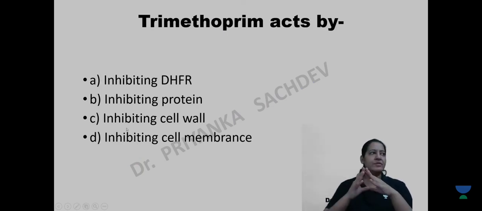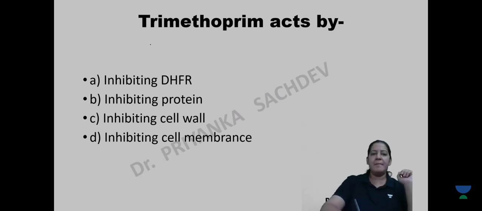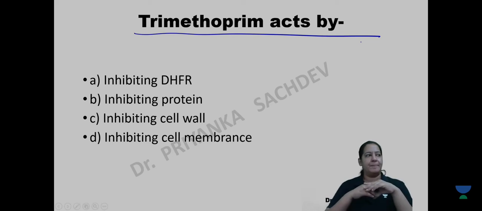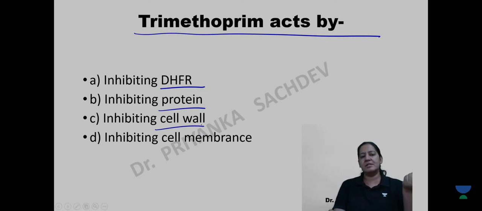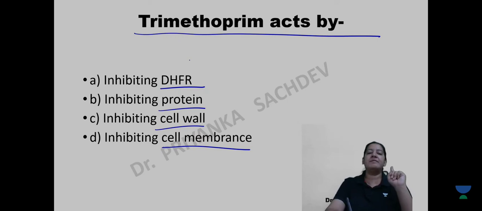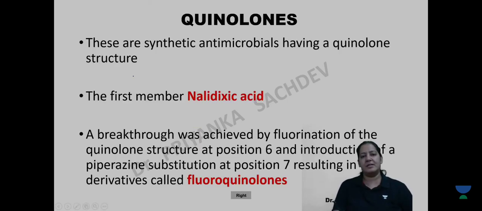Right? Can you people tell me the answer of this question? Trimethoprim acts by which mechanism? Can you tell me the mechanism of action of trimethoprim? Yes, Kishore, absolutely right. It inhibits which enzyme? Does it inhibit DHFR? Does it inhibit protein synthesis in the bacteria? Does it inhibit cell wall synthesis in the bacteria? Or does it inhibit the cell membrane? It inhibits an enzyme. The name of the enzyme is dihydrofolate reductase. So the correct answer here is A.